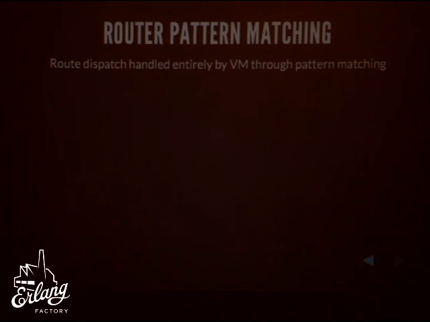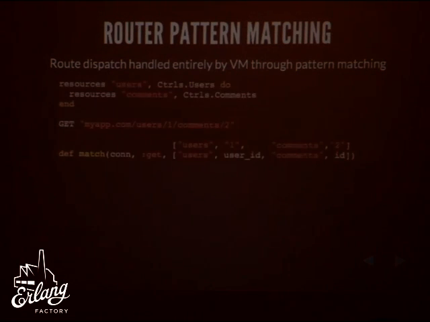And just to illustrate how this happens, we have a couple of DSL layers where I say resources users, and then I can nest resources comments, so we can nest macros. And if a request comes in as a GET request to the server to myapp.com/user/1/comments/2, all we do is split that request path by /, and then you can see how the pattern matching takes over here. We literally just invoke the function match, which is all that exists, and it's going to pattern match on the first segment users.